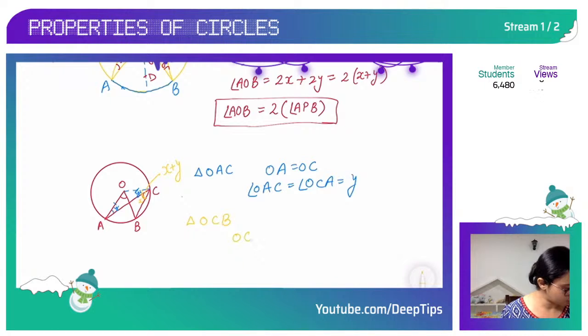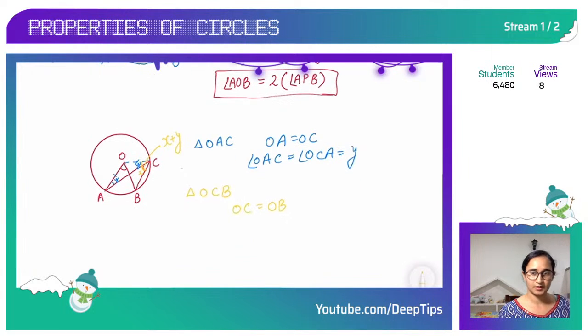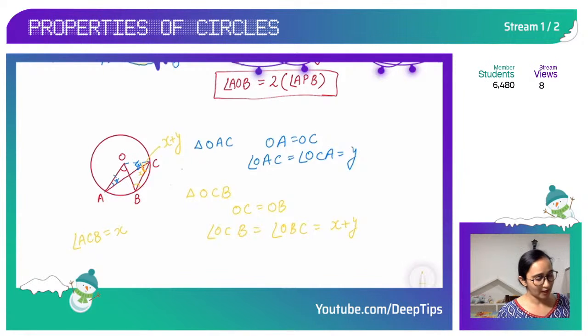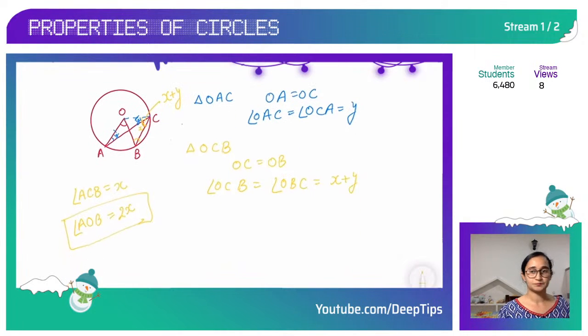So here also I have OC equals OB, correct? So angle OCB will be equal to angle OBC, which is equal to X plus Y. Okay, so I have done all the easy part so far. Now as you can see, I have marked angle ACB as X, and I want to reach angle AOB, the center angle, and it should be 2 times X. This is what I need to prove.